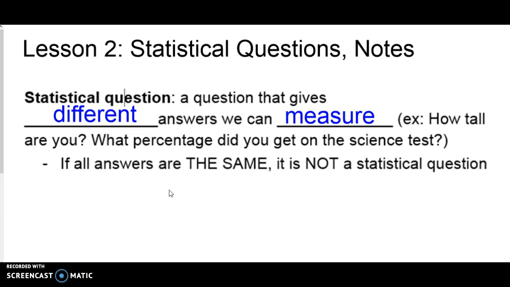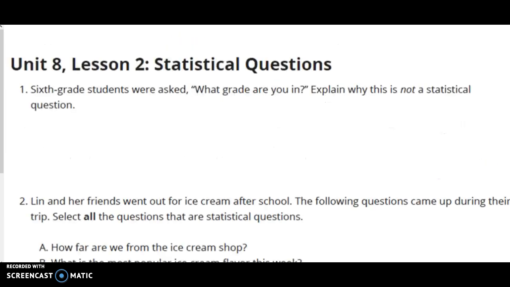What percentage did you get on the science test? Again, everybody's going to get different scores. We can measure those by doing how many questions you got correct out of how many total questions. If all answers are the same, it is not a statistical question. Everybody go ahead and underline this. If all answers are the same, it is not a statistical question.